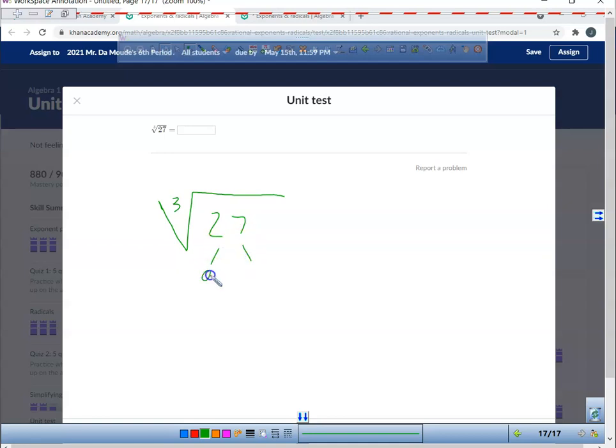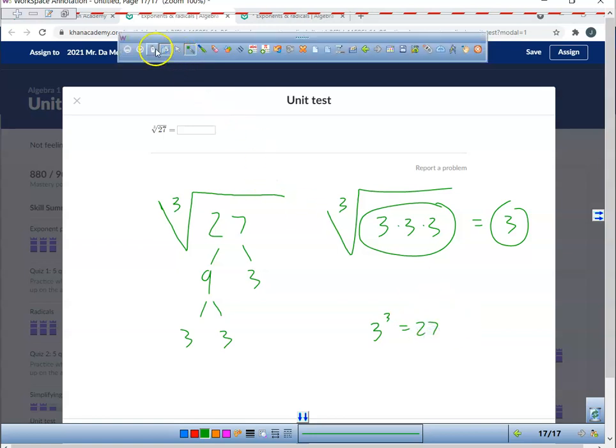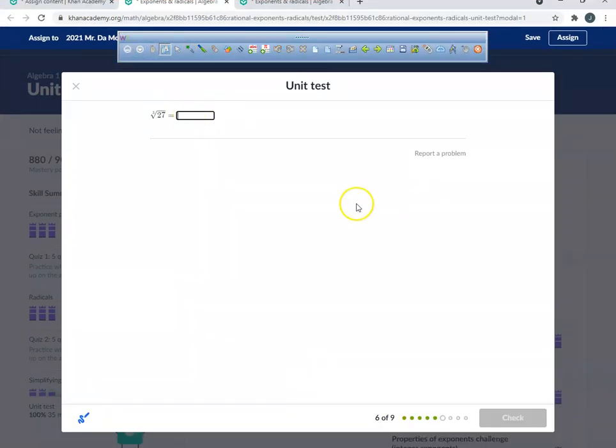Now 27 breaks down to 9 times 3, and 9 breaks down to 3 times 3. So 27 is also 3 times 3 times 3. Now cubic roots look for groups of 3. And I got one group of 3. So the cubic root of 27 is just 3. Why? Because 3 cubed is 27. So I'm just going to type in the number 3. To the power.